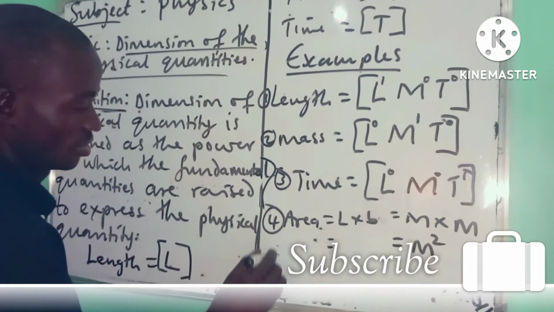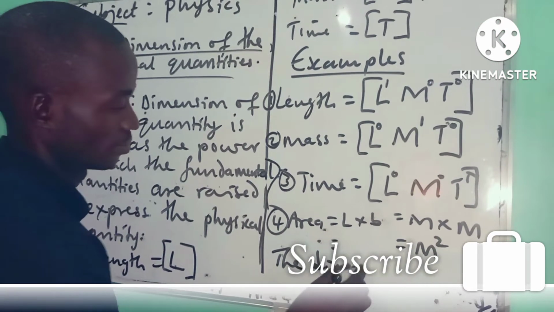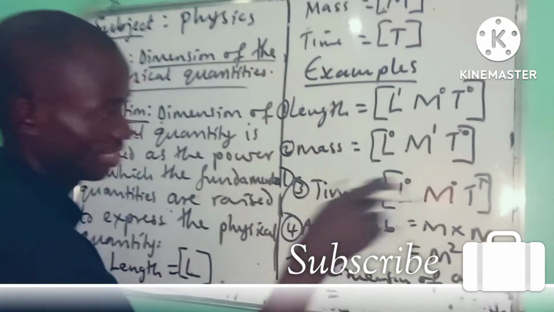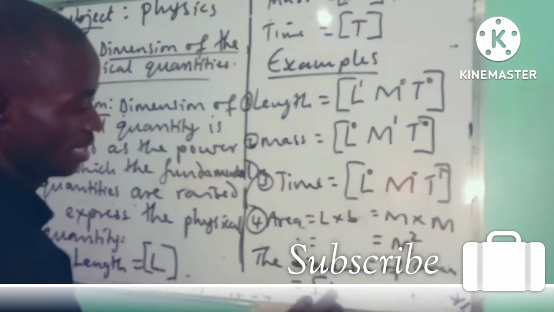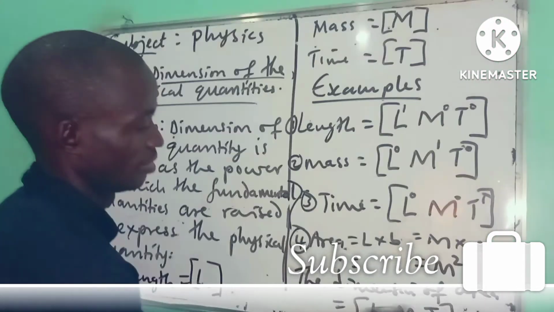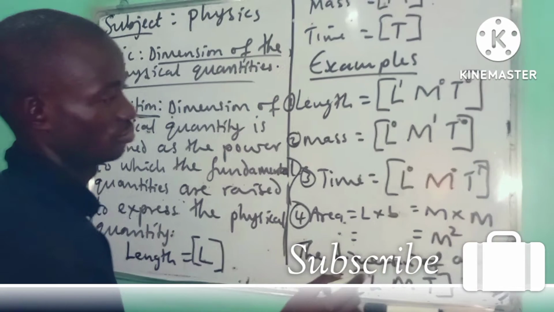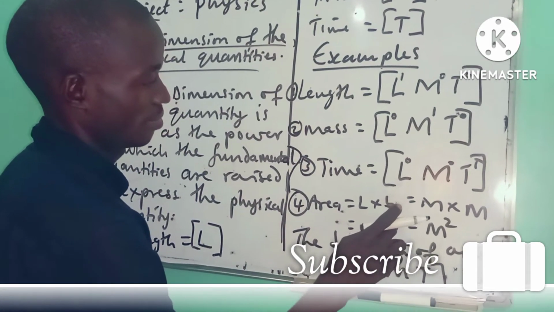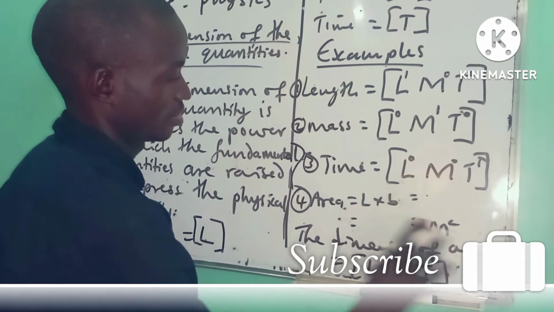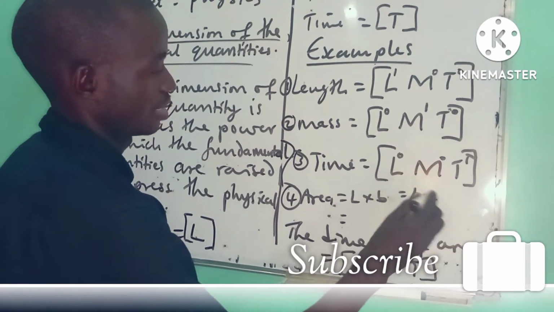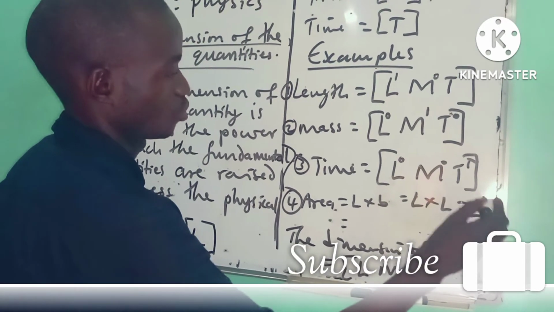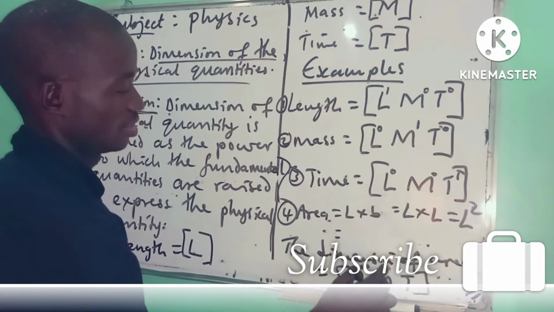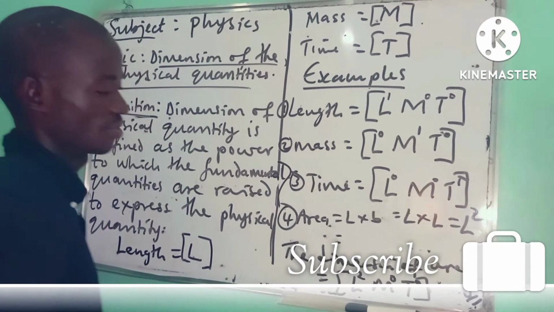So the dimension of area will now be written in terms of L, M, T. This unit rather, sorry. This will be L times L, which is L square. So this will be to the power of 2. This is absent, 0, absent, 0.